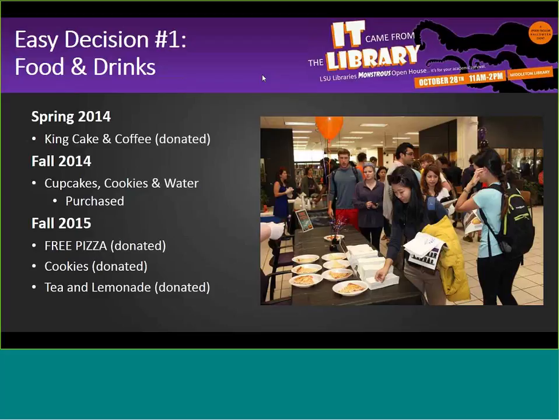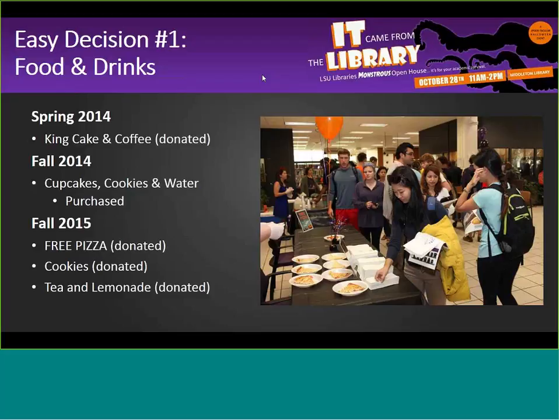So in addition to our free pizza, we had cookies that were donated by Subway, and then we also approached Raising Cane's, and they donated tea and lemonade. I will caution you, during our first open house, we had to reach out to, I'm trying to remember what department it was on campus, to make sure that we weren't going to break any of the rules with vendors coming onto campus.